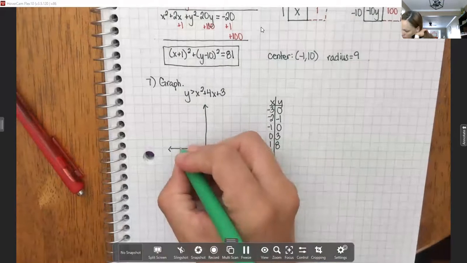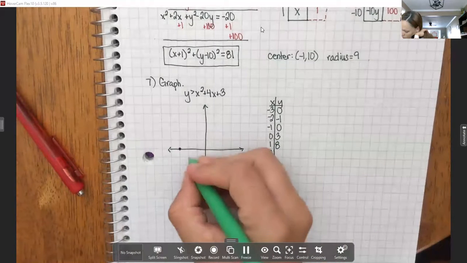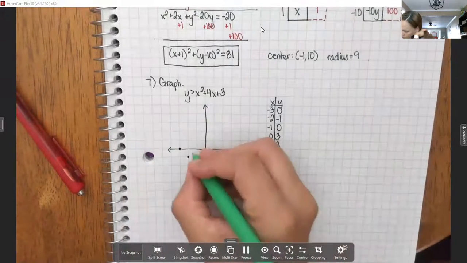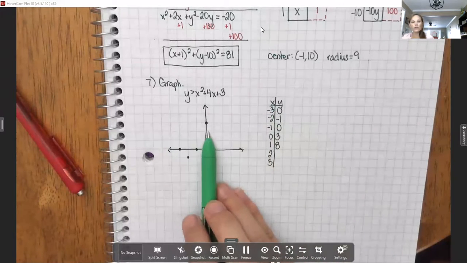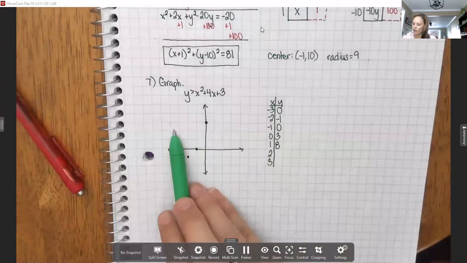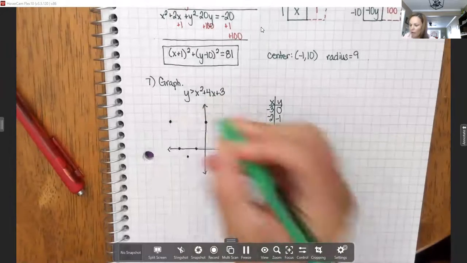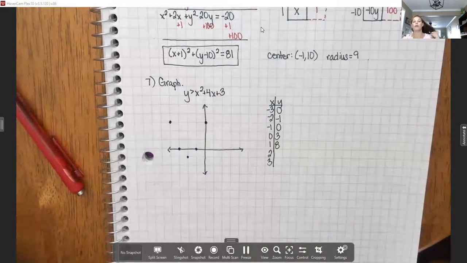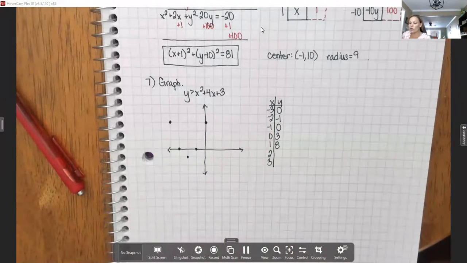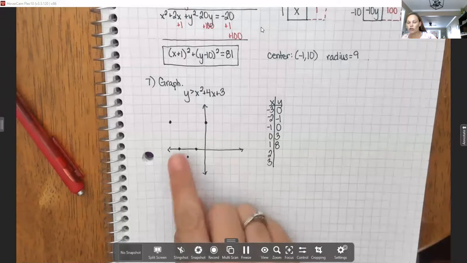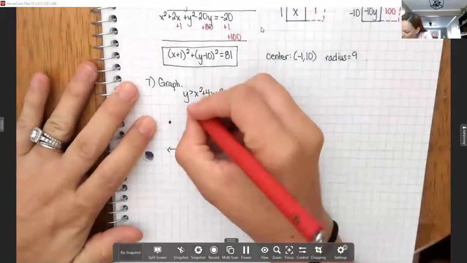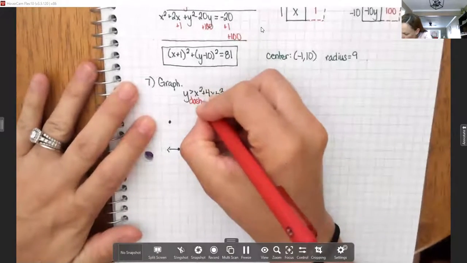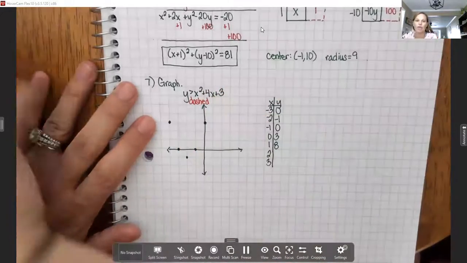So if this is 0, 3, I also know on this left side, I'm going to have a y value of 3 because it's a parabola. So a couple of things before we finish this. Do not just connect all of these. Remember, this is going to be dashed because it doesn't have the or equal to.